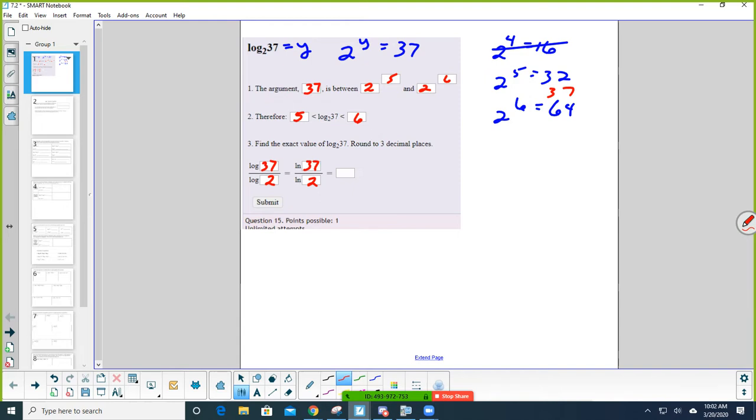And if I put this in my calculator, I get looks like 5.21. And what's the 3 decimal places? So 5.209 would be my answer there. Questions for me?